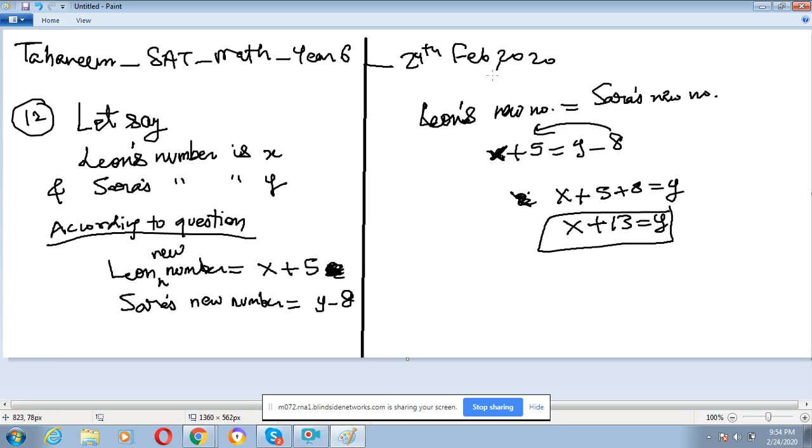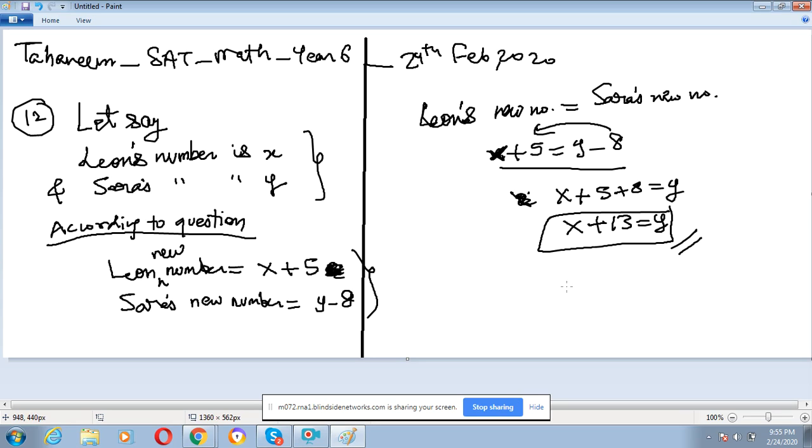Have you understood till here? First we were not playing with Leon and Sarah's numbers in mathematics. We don't know anything, we assume X and Y. Then Leon added and Sarah subtracted. So now their new numbers are these. Whatever was given in the question we did. Now both numbers are equal. So finally we got this equation. So it means that Sarah's number is 13 more than Leon's number. Correct? Yes.